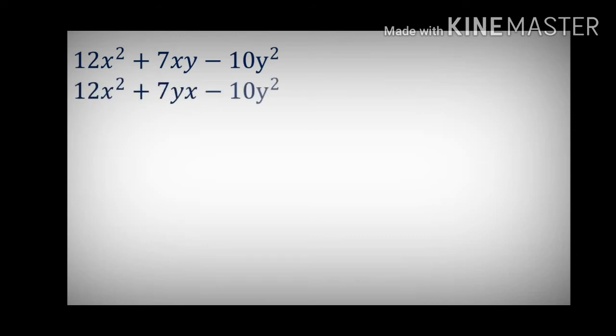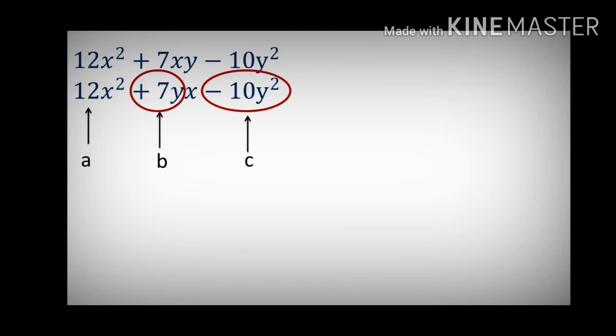As you can see here, we have to consider the coefficient of x squared, x and y squared. So we have arranged 7xy as 7yx. So we can say the coefficient of x is 7y and the constant term we will consider as minus 10y squared. That is the constant because we have taken x as the variable here. So A is 12, B is 7y and C is minus 10y squared. So we'll split up. B will be 7y and AC, that is 12 into minus 10y squared. So we get minus 120y squared.